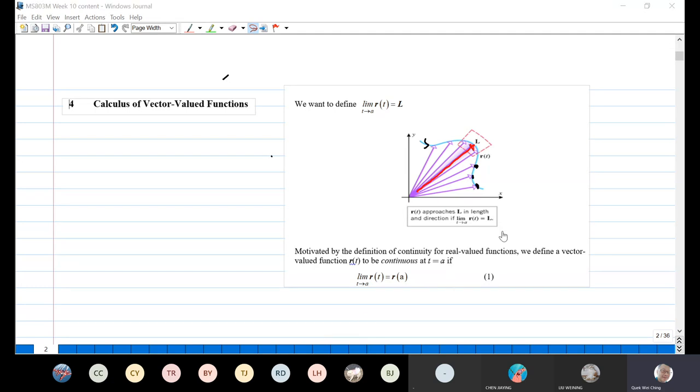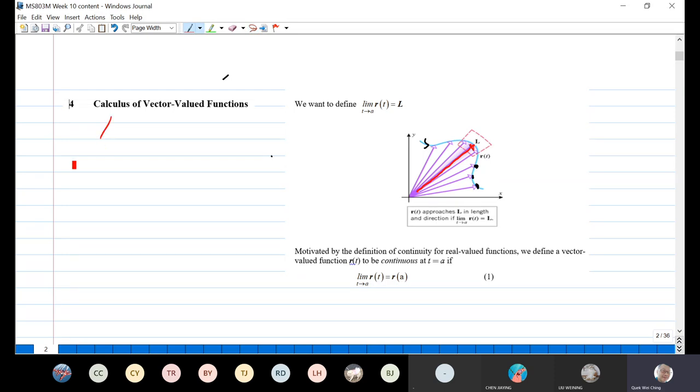Okay, this topic, chapter 4, is a short chapter. Most of the time you'll be doing a tutorial during this time. So what is this chapter about? It's calculus of vector valued functions. So what is meant by calculus? The calculus consists of two parts.